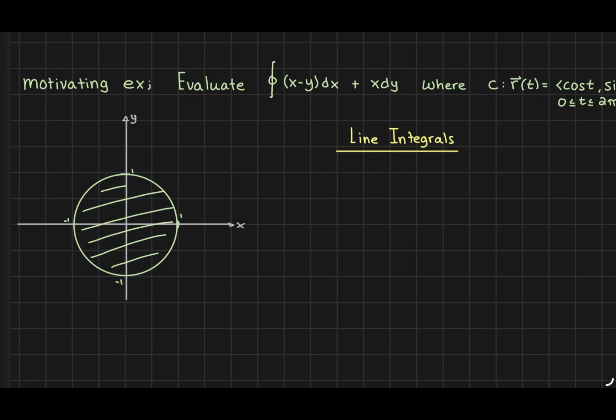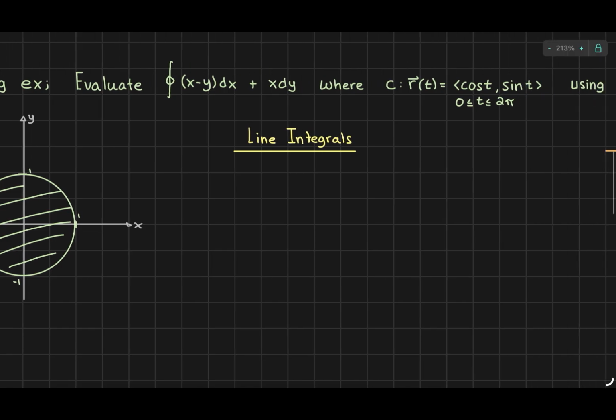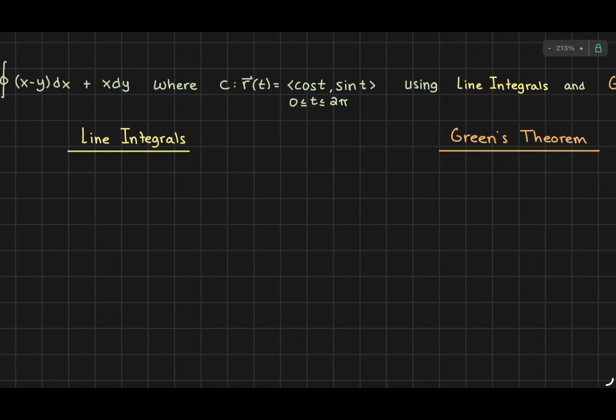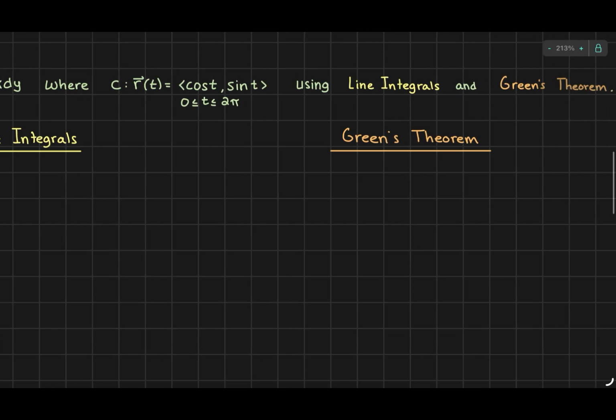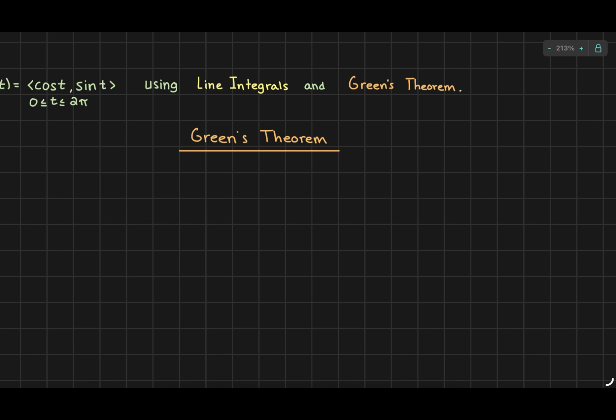So getting into our motivating example here: evaluate the line integral of (x minus y) dx plus x dy, where C is the parameterized curve (cosine t, sine t), t goes from 0 to 2 pi, and we're asked to evaluate it using line integrals and Green's theorem.